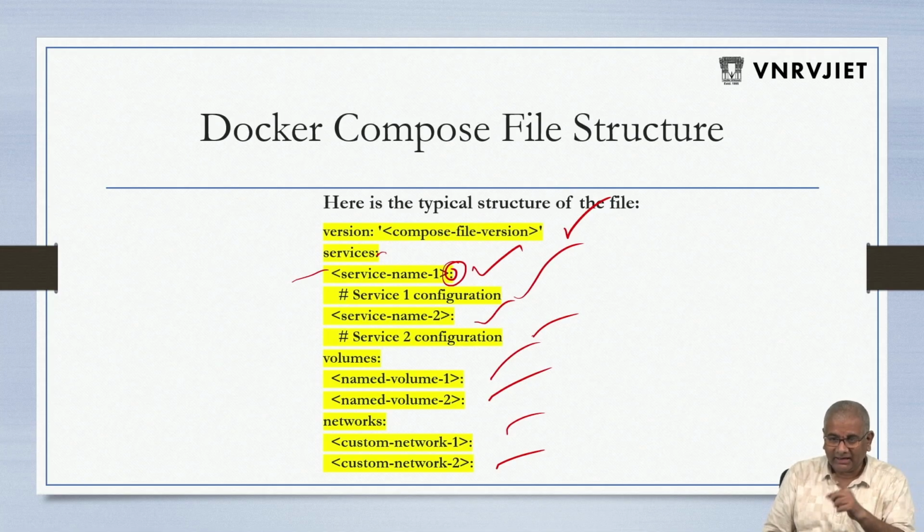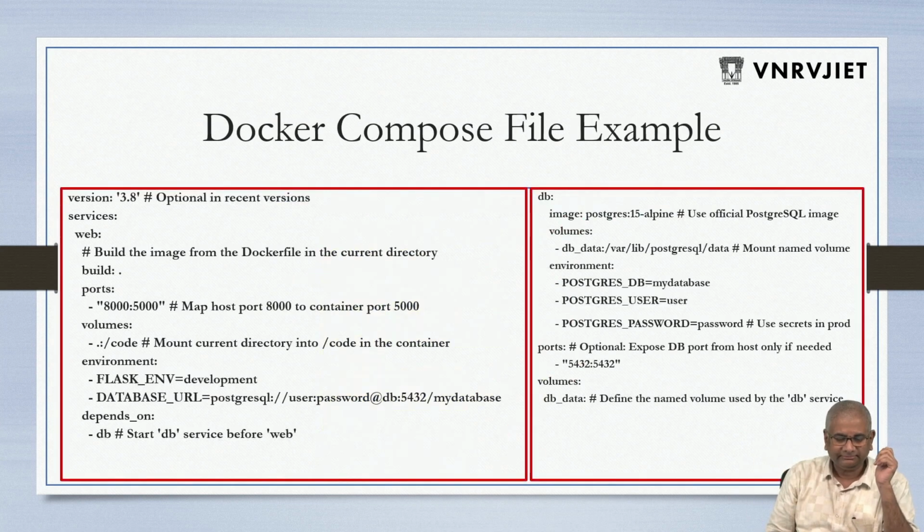A Dockerfile is different from a Docker Compose file. A Dockerfile is just for one thing, to build one image. Whereas Compose is to run containers from the images, right? That's pretty much what it is. Let's take an example.